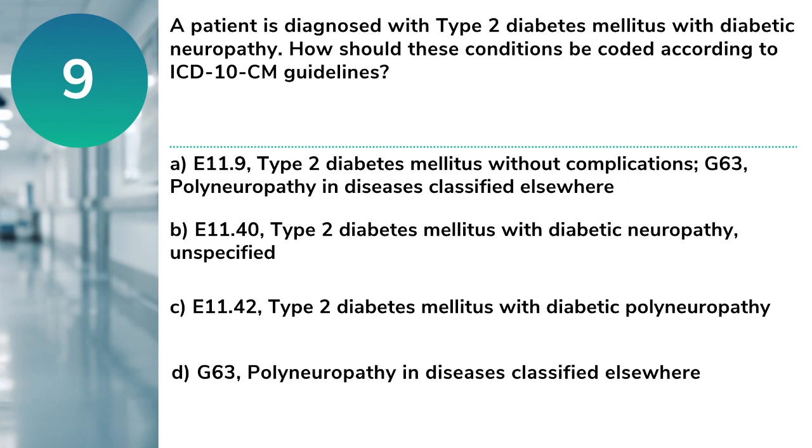Question 9. A patient is diagnosed with type 2 diabetes mellitus with diabetic neuropathy. How should these conditions be coded according to ICD-10-CM guidelines? A. E11.9, type 2 diabetes mellitus without complications, G63, polyneuropathy in diseases classified elsewhere. B. E11.40, type 2 diabetes mellitus with diabetic neuropathy, unspecified. C. E11.42, type 2 diabetes mellitus with diabetic polyneuropathy. D. G63, polyneuropathy in diseases classified elsewhere.